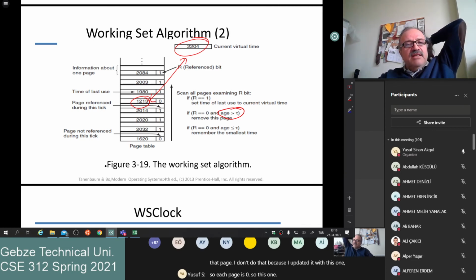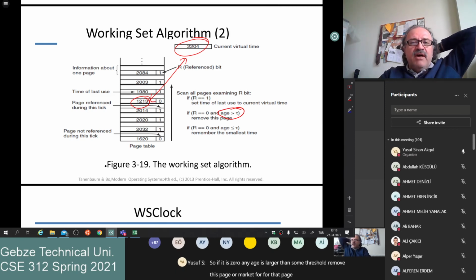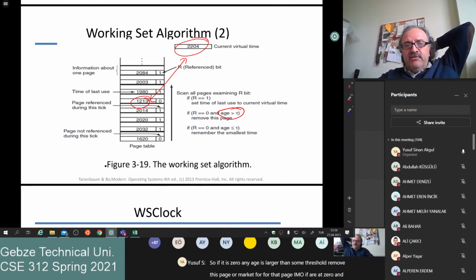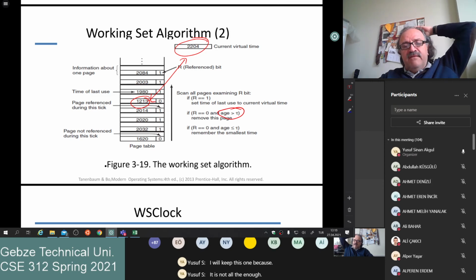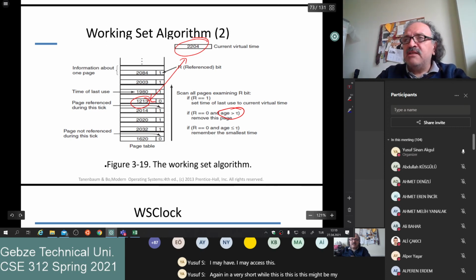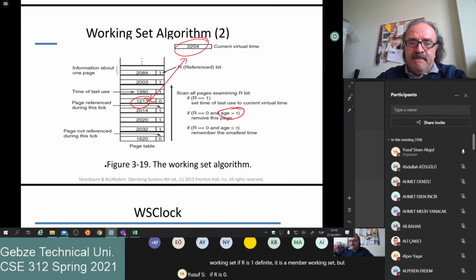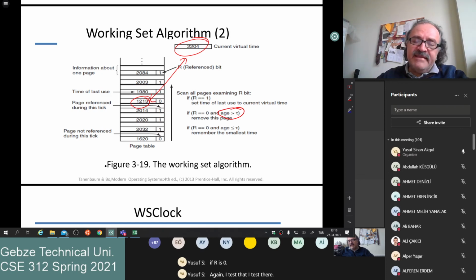So if R is zero and age is larger than some threshold, remove this page or mark it for page removal. If R is zero and age is less than the threshold, I will keep this one because it is not old enough. I may access this again in a very short while. This might be my working set. If R is one, definitely it is my working set. But if R is zero, I test the age of the page, and if it is not old enough, then I keep it in my memory.